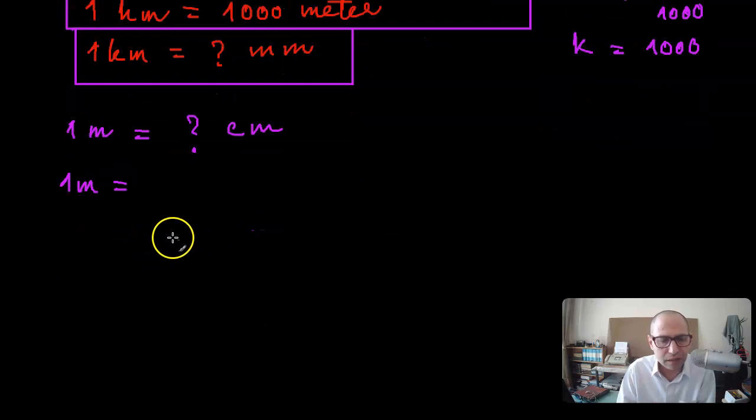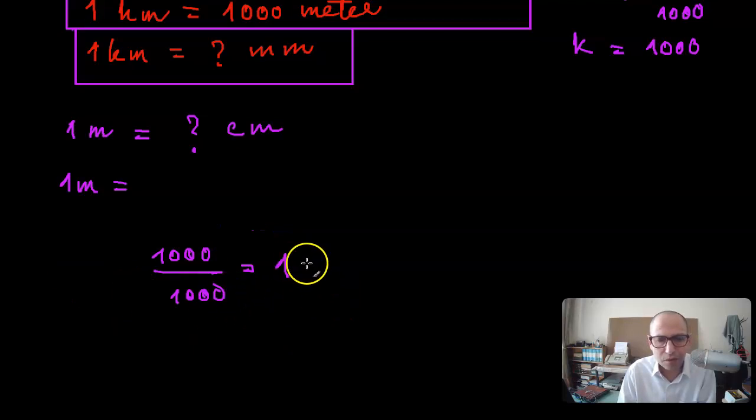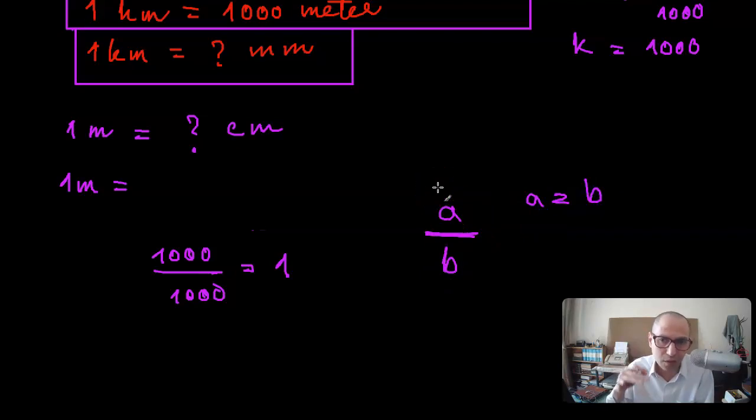use the fact that, for example, 1,000 over 1,000 is equal to 1, and any number that you multiply by a 1 is going to be the same thing. What I mean is that 1,000 over 1,000 is equal to 1, 100 over 100 is again equal to 1, 10 over 10 is equal to 1, 25 over 25 is again equal to 1. If you have a division, a over b, where a is equal to b, meaning the numerator and the denominator have the same values, the fraction is always going to be equal to 1.